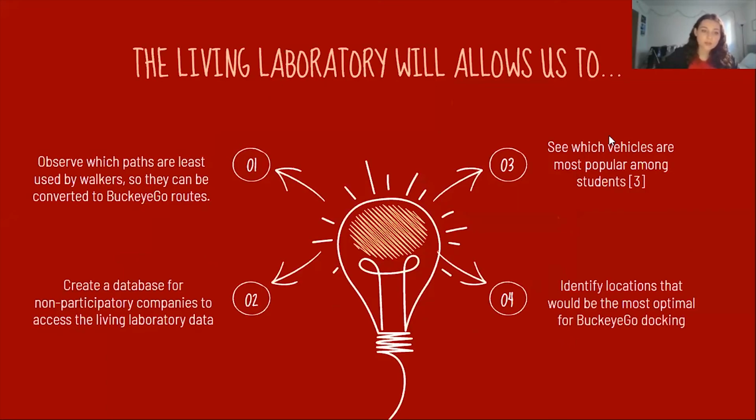So the living laboratory will allow us to create a more efficient transportation system while providing intensive feedback for OSU, participating companies, and anyone who would like to access the database. So to create a comfortable system for students to use the vehicles, the living laboratory can be used to identify paths that are least taken by walkers. This will allow for a safe pathway for the vehicles to travel with minimal pedestrian traffic.